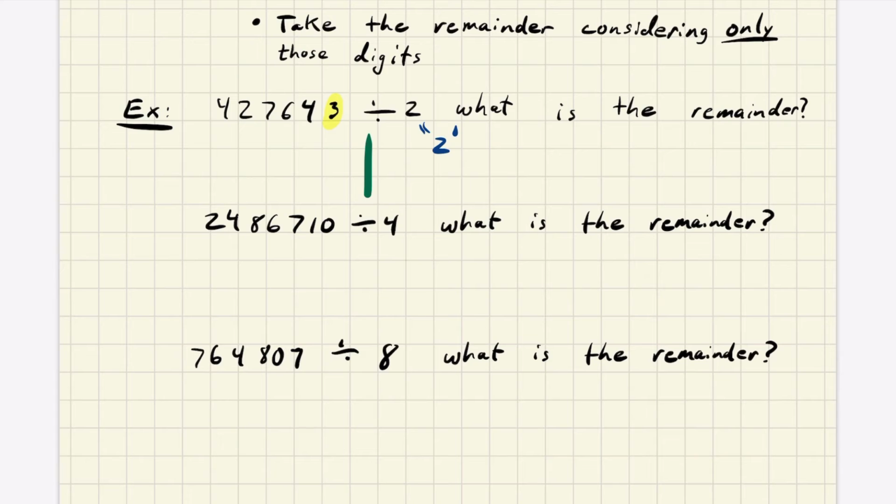Well, what if we're dividing by 4? Well, as said before, this is 2 squared, so we're going to look at the last 2 digits. In this case, it's the 1 and 0. Now, 4 goes into 10 twice, so 4 times 2 is 8, 10 minus 8 is 2, so you get a remainder of 2.